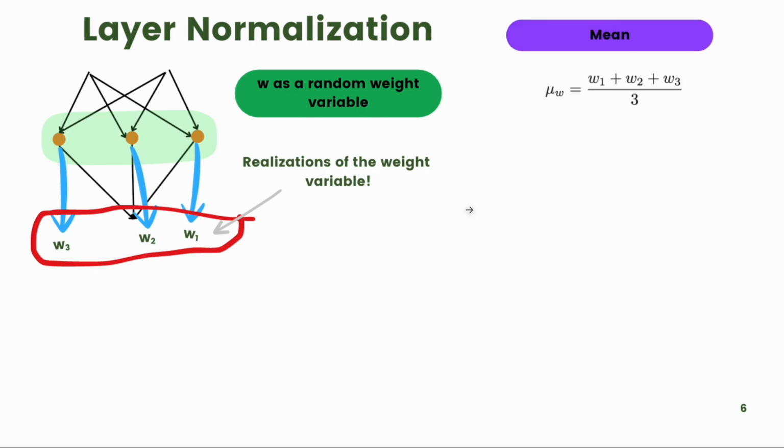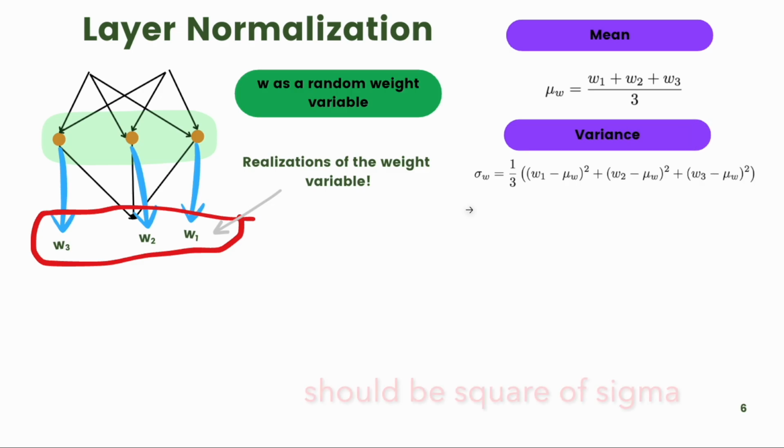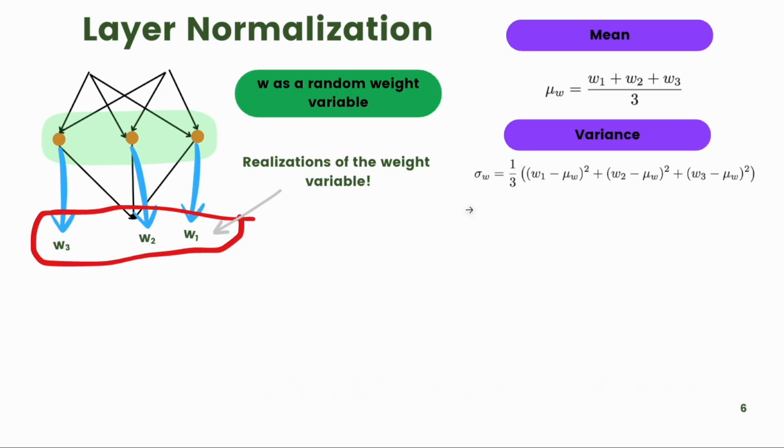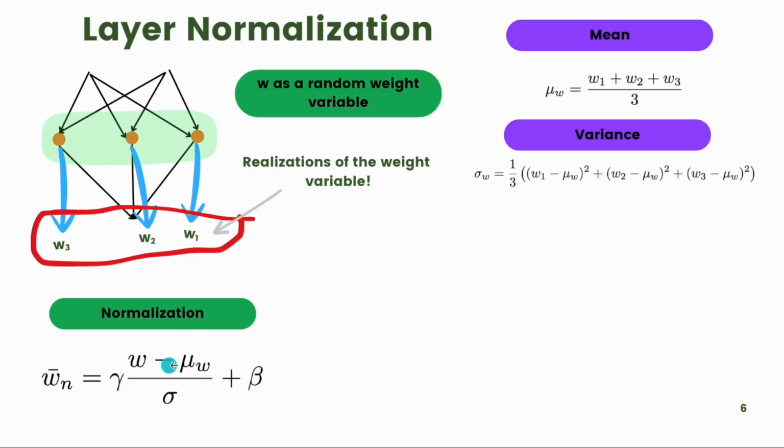So you compute the mean. How do you compute the mean? You take the average of these realizations. And how do you compute the standard deviation? You compute the mean of the squared deviations. Then the normalization is exactly the same as what we did earlier. We have this variable W hat or W bar that we defined earlier. We subtract the mean and divide by the standard deviation. This ensures that the mean is 0 and the standard deviation is 1. Then we allow the model to find its own mean and standard deviation, and that's why we introduce the variables gamma and beta. Both of these parameters are trainable.